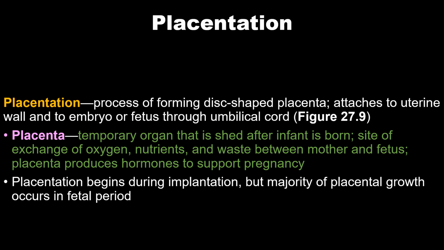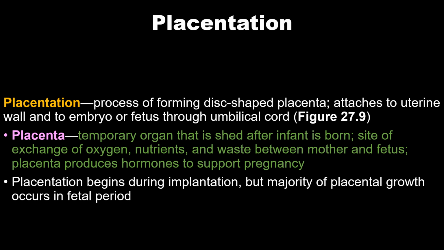In addition, the placenta is going to produce hormones to support the pregnancy. And the process of the formation of this disc-shaped placenta, which attaches to the uterine wall and to the embryo or the fetus through the umbilical cord, this process is called placentation.